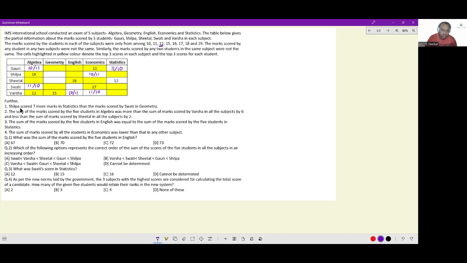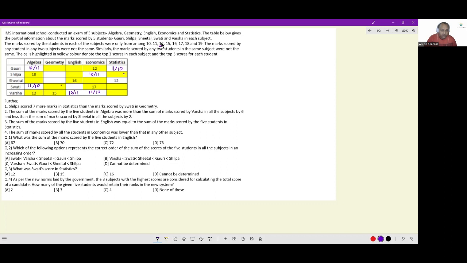Further, Shilpa scored 7 more marks in statistics than the marks scored by Swati in geometry. So Shilpa scored 7 more marks in statistics here than Swati in geometry. Now see, Swati's score in geometry has to be one of the top 3 scores. And 7 more than that has to be statistics. Now among the top 3 scores, you cannot have 10, cannot have 11. You can potentially have 12. And 7 more than 12 is 19.